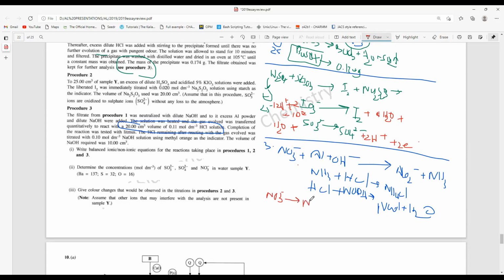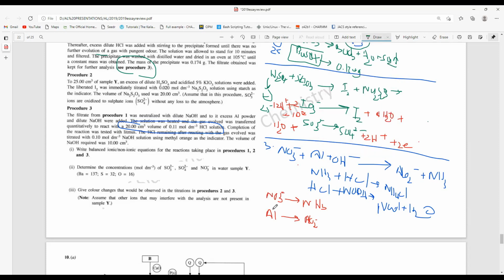is reduced to ammonia. This is the first reduction half reaction. And aluminium is oxidized to AlO2 minus, in the basic medium. So based on these two, you can balance and write down the reaction. That is the easiest way if you don't know the reaction.